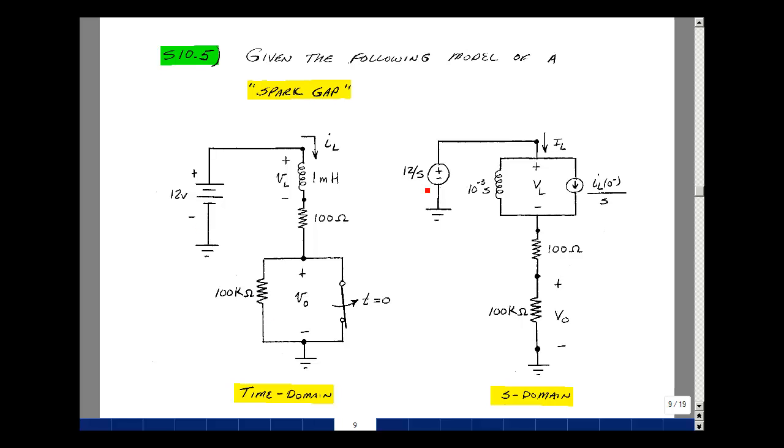So we have a step function of 12 volts. We have an initial condition on the inductor model as a step current source in the same direction as the initial condition. And then, of course, this switch is going to open at t equals 0, and we've got a voltage across the 100K resistance, which we'll call V out. I'd like to do the following three tasks.